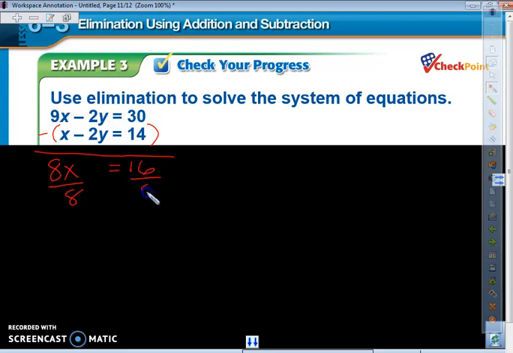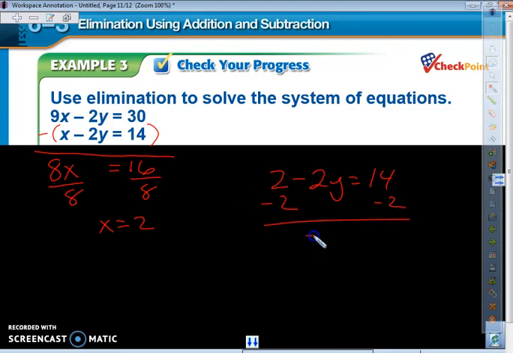Divide by 8, divide by 8. X equals 2. So now that I know x equals 2, I'm going to use the bottom equation this time because there's just an x. And I'm going to say 2 minus 2y equals 14. Minus 2, minus 2. Negative 2y equals 12. Y equals negative 6. So my answer is going to be 2, negative 6.